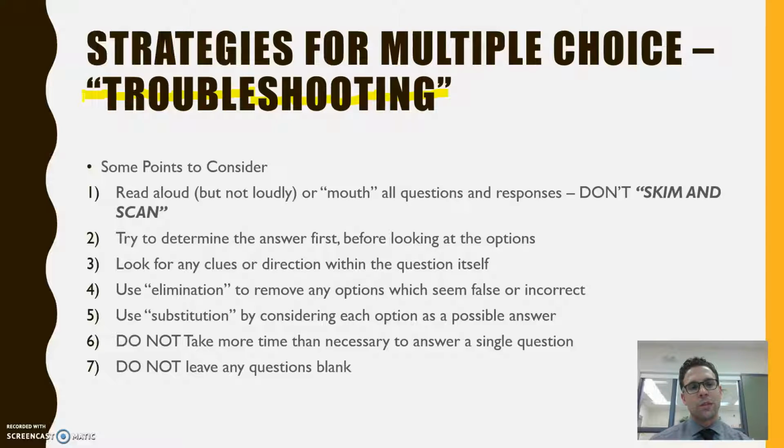So what I'd like to do again this week is to see if we can find ways to apply some different troubleshooting strategies, ones that were different than the ones that we applied for last week's multiple choice questions. Let's do a quick review of the troubleshooting strategies.